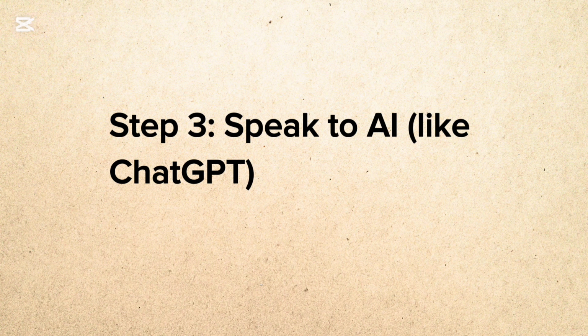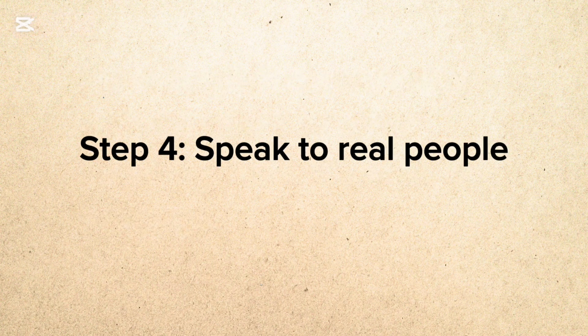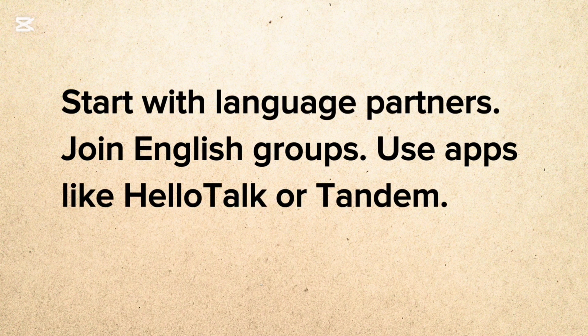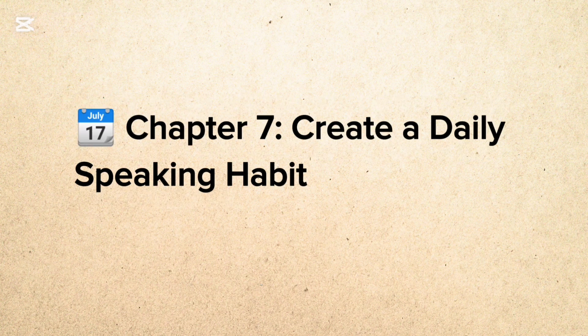Step 3. Speak to AI like ChatGPT. Have English conversations with ChatGPT or other speaking bots. It's safe. No pressure. Step 4. Speak to real people. Start with language partners. Join English groups. Use apps like HelloTalk or Tandem. Each step gives you tiny wins, and tiny wins build powerful confidence. Chapter 7. Create a daily speaking habit.